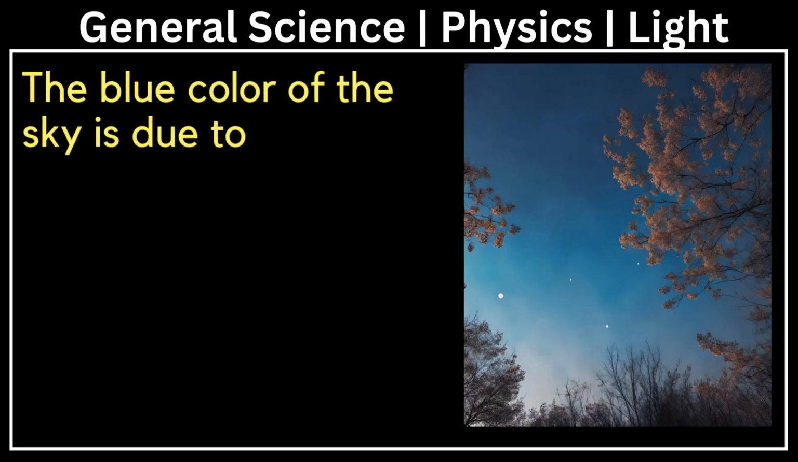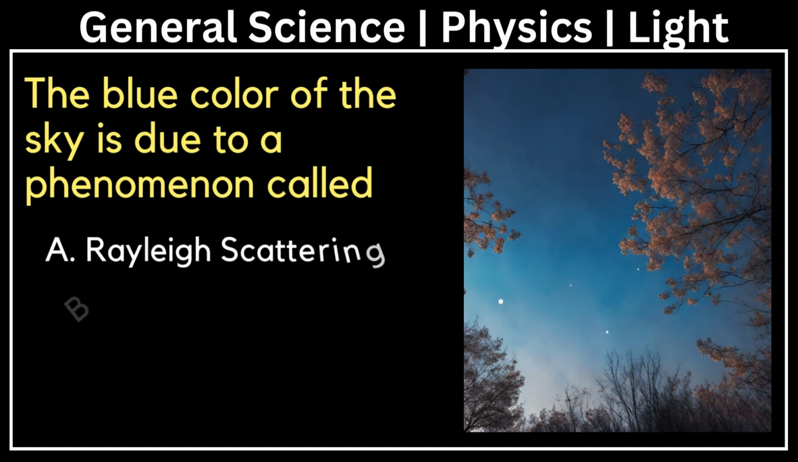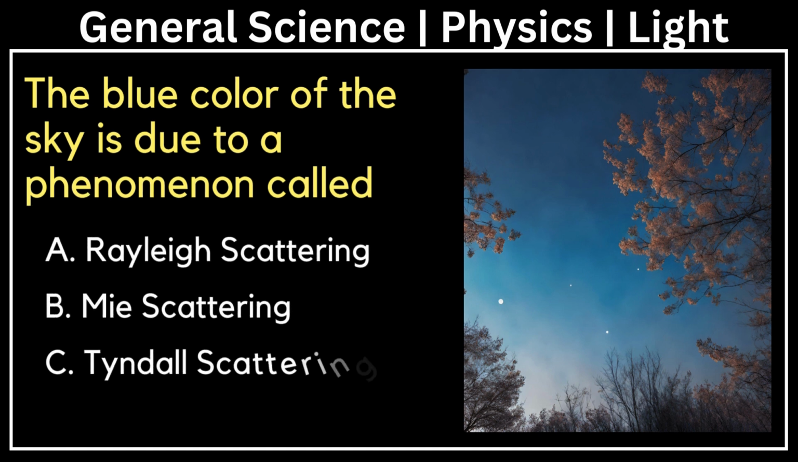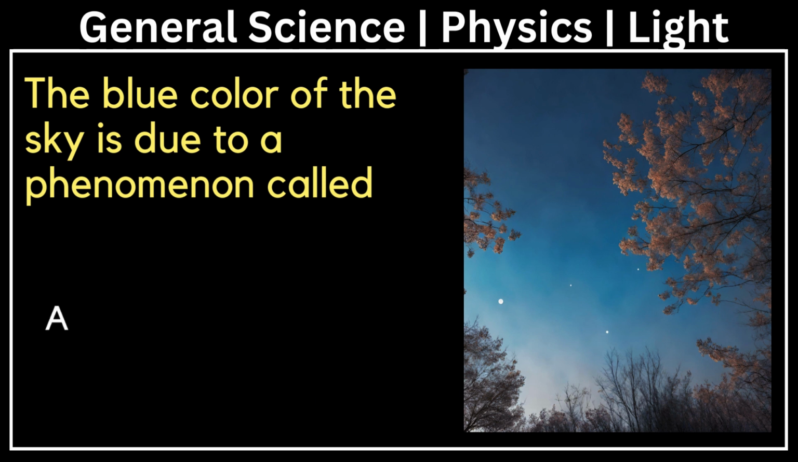The blue color of the sky is due to a phenomenon called A. Rayleigh scattering. B. Mie scattering. C. Tyndall scattering. D. Raman scattering. The answer is A. Rayleigh scattering.